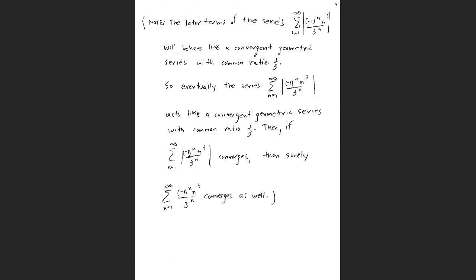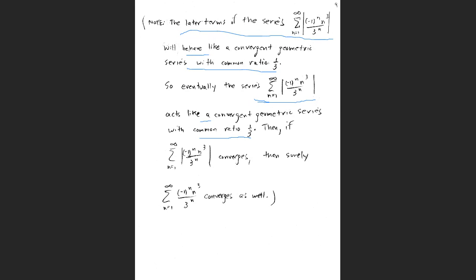So what this means is that the later terms of this series, the series where n equals 1 to infinity of the absolute value of the terms, is going to behave like a convergent geometric series with common ratio 1/3. Eventually, I want to be careful. Eventually this series, where we've taken the absolute value of the terms, acts like a convergent geometric series with common ratio of a third.